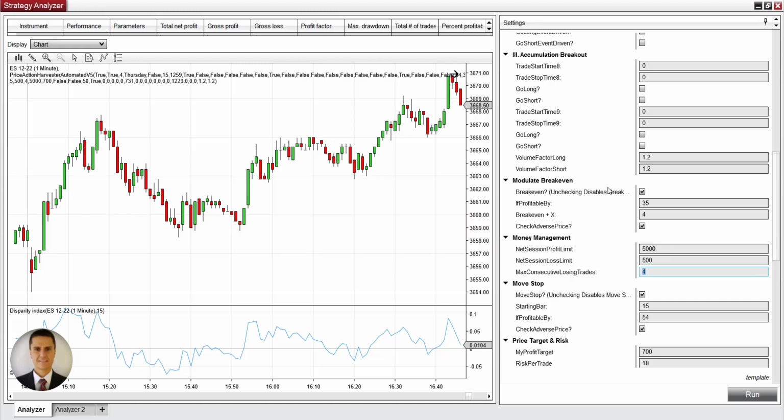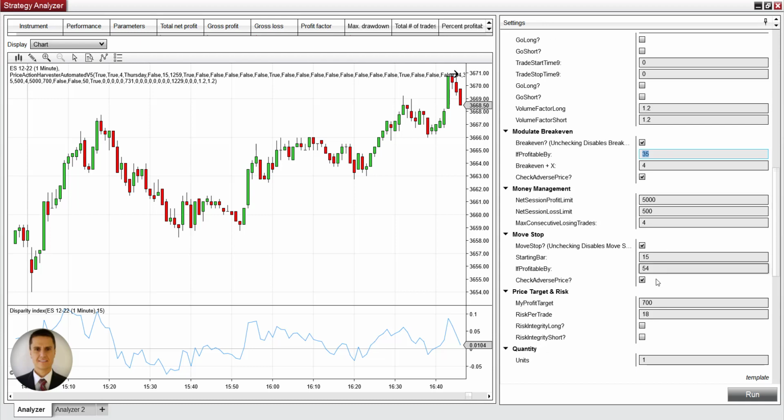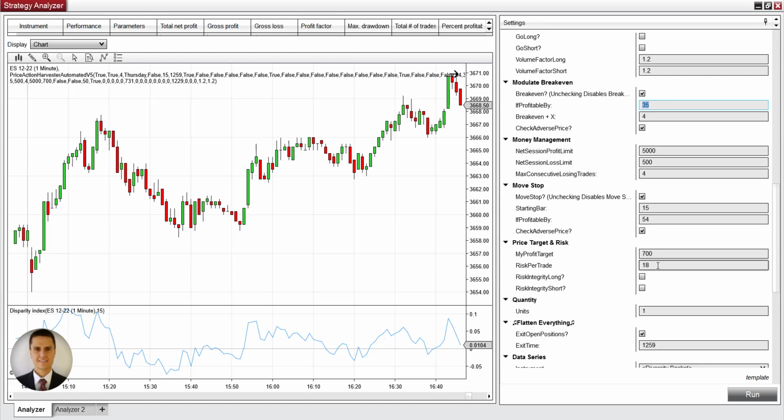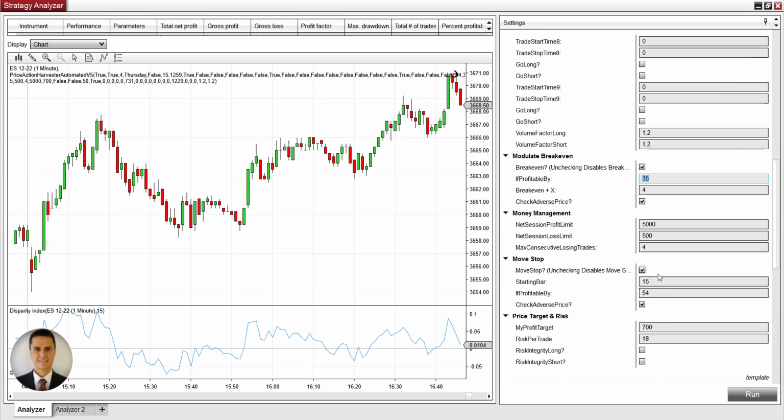So for modulate break even, what have I done here? I've got that enabled. And I'm saying if the trade that the system is in is up by 35 ticks or more, then we want to move the stop, which is this parameter here, risk per trade. So we want to move the stop from 18 ticks to break even plus 4, the X there. So break even plus 4. And we only are doing that in this example if the price moves against us. So it doesn't move it to break even unless it confirms price has moved against your trade.